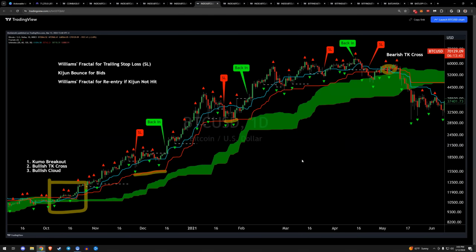All right, so let's do some backtesting. People love backtesting. They can't get enough of it. Every time I talk about anything, they're like, hey, how does it look on backtesting? So let's do it. Let's visually go through this with the cloud on the daily with Williams Fractals. This is how I would go through this.